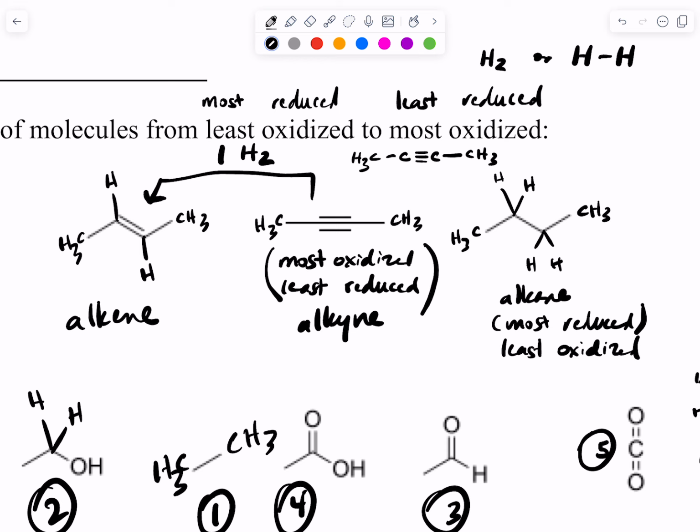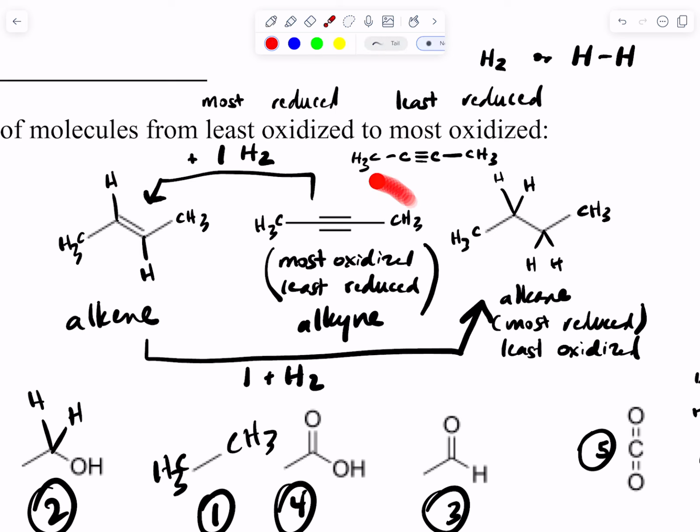Similarly, how many molecules of H2 do I need to go from the alkene to the alkane? Yep. So for each pi bond that you reduce in a hydrogenation reaction, you consume one molecule of hydrogen, H2. Okay? So to go from the alkyne to the alkane, you'd need two, right?